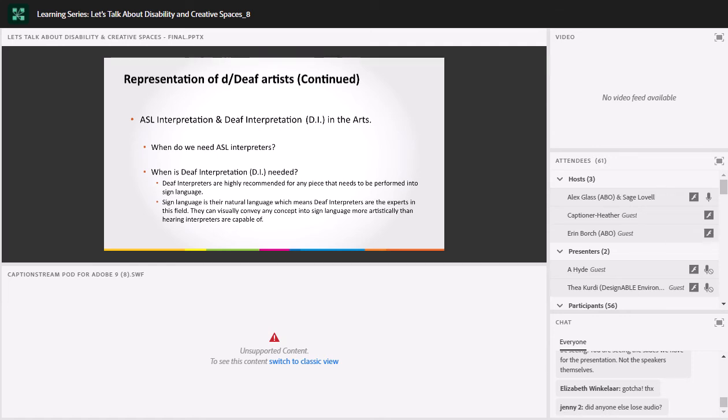Now, sometimes you may see a reference to a deaf interpreter, which we call a DI. Deaf interpreters can be used for performance pieces. They will work through a whole script and translate it into American Sign Language. And these days, we really advocate for offering the opportunity to deaf interpreters to interpret performance, whether that be in theaters, on stage. It's their native language.